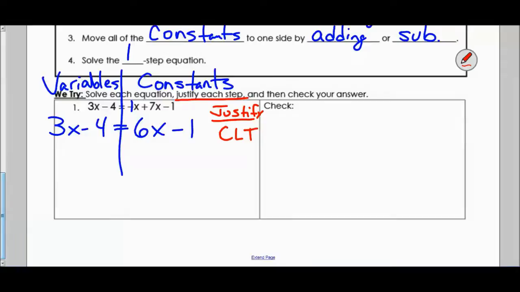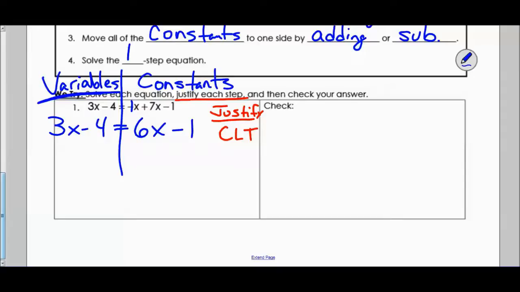Now our next step is combining all of the variables to one side. So I need the 3x and the 6x to combine. I can't do this like combining like terms. I'm not just doing 3 plus 6 because they're on opposite sides of the equal sign. If I need to cancel out something on one side, I need to use the inverse operation, or the opposite number. So here, I'm trying to move all my variables onto the left side. So I'm trying to cancel out the 6x on the right side.